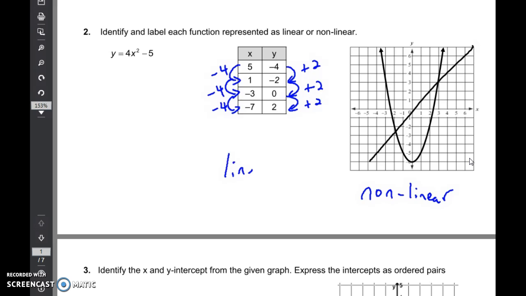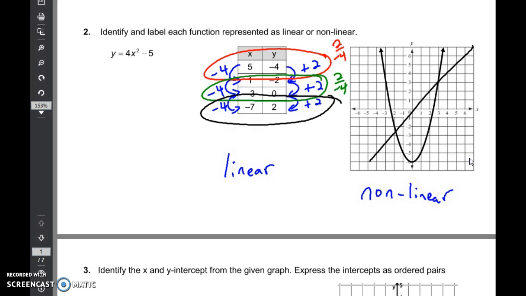This is linear. The numbers don't have to be the same. What has to be true is that the relationship has to be the same. So 2 over negative 4 would have to equal the relationship of the middle, 2 over negative 4, which would have to equal the relationship of the bottom. Since all 3 of these are equal, that means it's linear. And it would be the reduced form, but we didn't need to reduce because they're all the same.